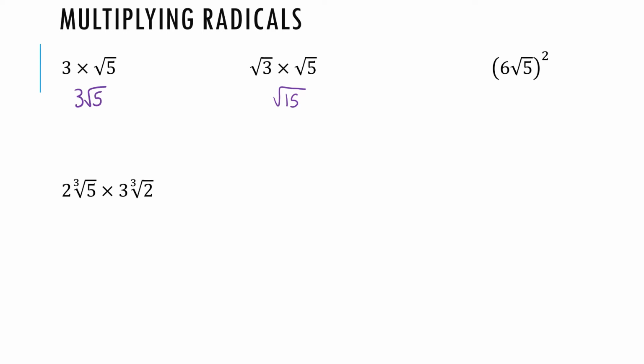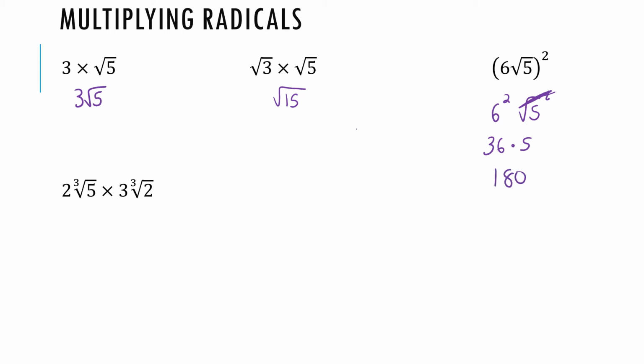When you are squaring something with a radical and a number in front, you would basically distribute to each one. Therefore, 6 squared is 36, and square root of 5 squared, the square and the square root are inverses, so they cancel each other out, leaving a 5. So it's really 36 times 5, which is 180.